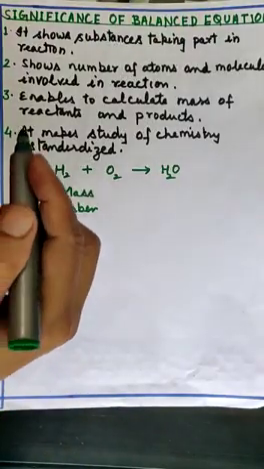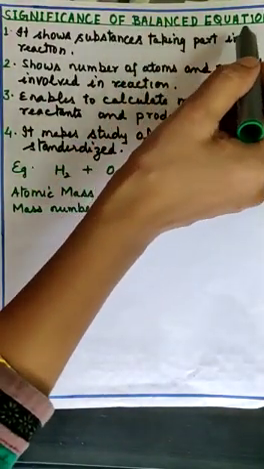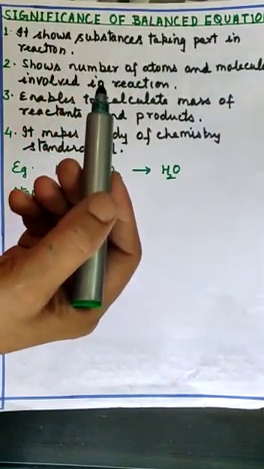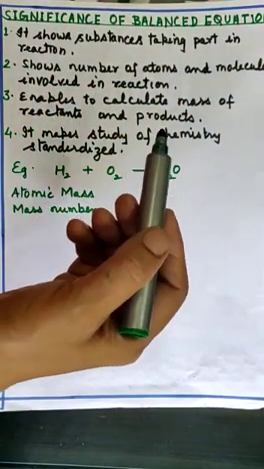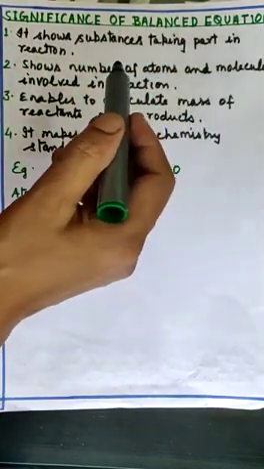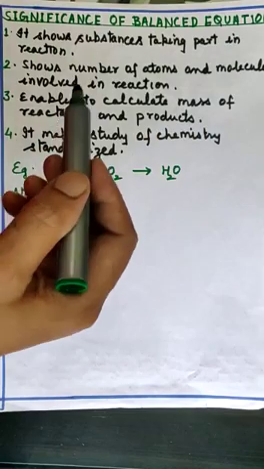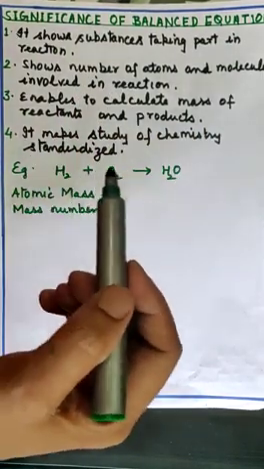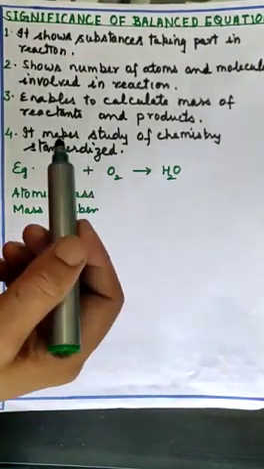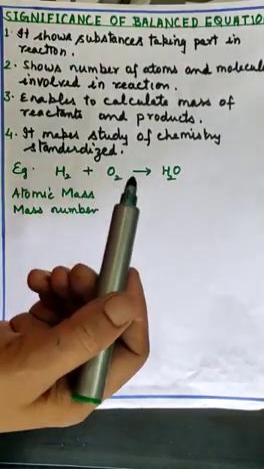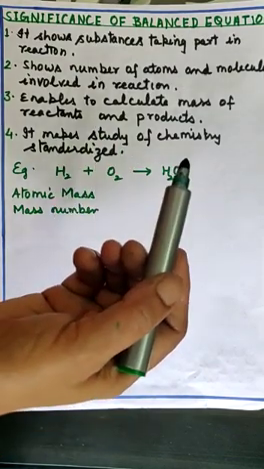Dear students, we have already discussed what a balanced equation is and also how to balance a chemical equation. But we must also know the significance of a balanced chemical equation, apart from balancing it to fulfill the requirement of the law of conservation of matter, because according to that law, atoms are neither created nor destroyed.